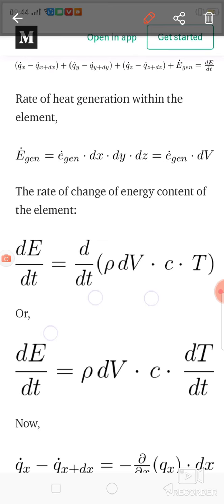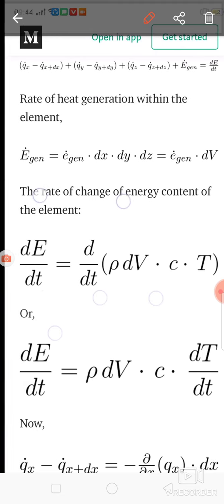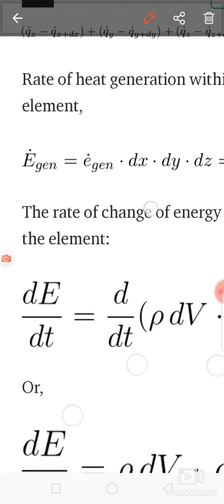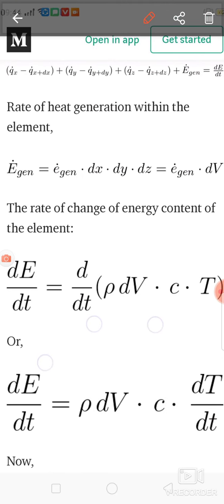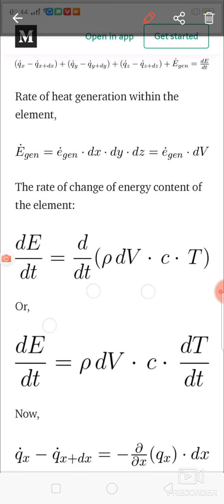So now we have to calculate the energy generated within the element. How do we calculate that? Capital E generated is equal to small e generation into volume. How do we calculate the volume of that element? That is dx into dy into dz. So from that, the equation is E dot generation equal to q̇_g dV. And what about the last term, that is the energy stored in the element, or the rate of change of energy content of the element? How do we calculate that, dE by dt?